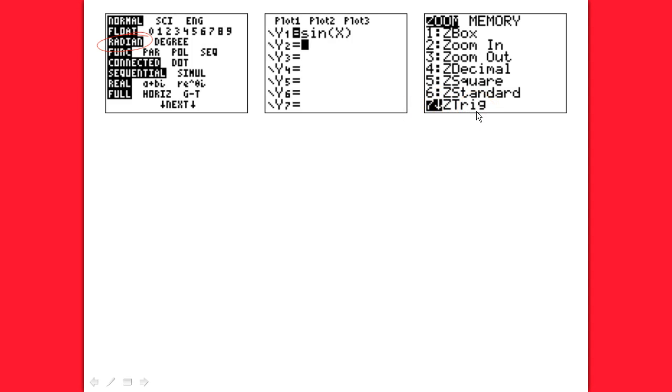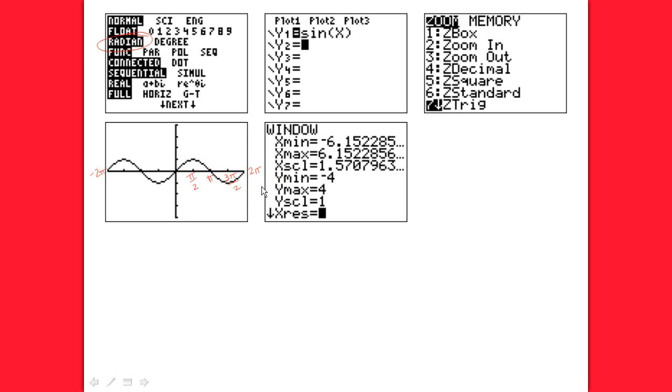So if you go to zoom, and instead of choosing the zoom standard or the zoom square, one of those typical ones that we choose, if you choose zoom trig, here's what it does. It literally graphs 2 perfect cycles of that trig function. It goes from negative 2 pi to positive 2 pi, counting by pi over 2. So just a second ago when we were drawing this on our paper, we were going 0, pi over 2, pi, 3 pi over 2, 2 pi.